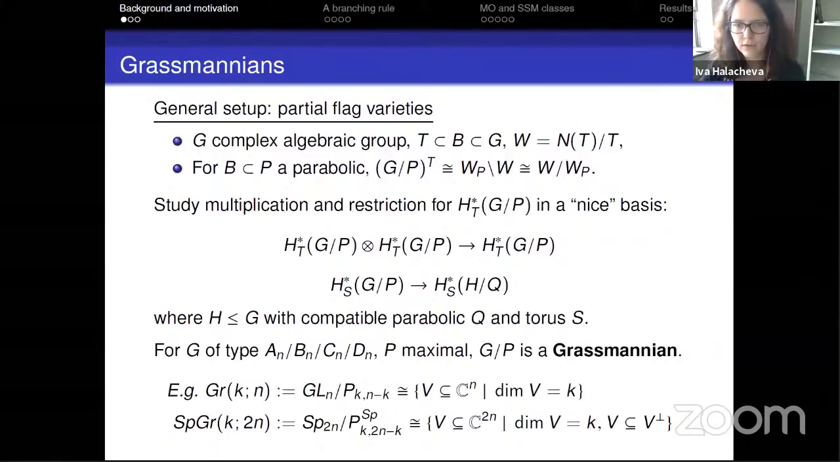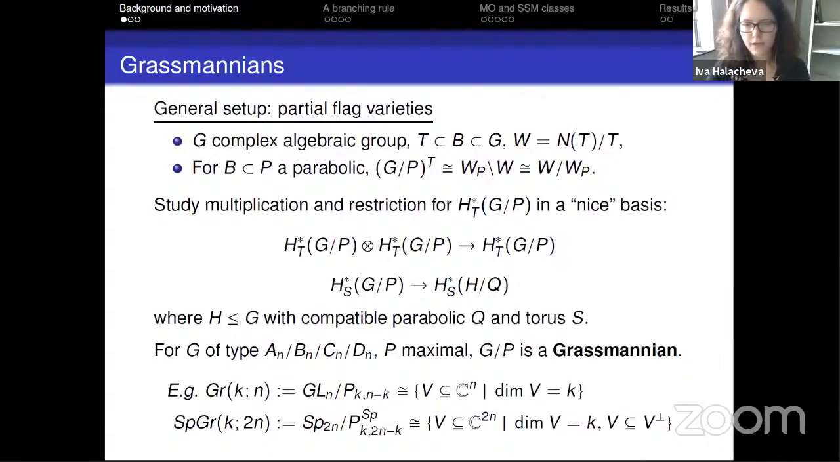This is the completely general setup, but I would like to focus more concretely on the case where G is of classical type, so it's of type A_n, B_n, C_n, or D_n, and we have a maximal parabolic. In that case, the partial flag variety is usually called the Grassmannian of that particular type. For instance, we can consider the Grassmannian of k-planes in n-space. This final line here gives this description, which is the quotient of the general linear group by the parabolic, which has blocks of size k and n minus k. Similarly, we can consider the symplectic Grassmannian, which is an analogous quotient of the symplectic group by such a parabolic. This can be realized as isotropic k-planes in some even dimensional complex space.